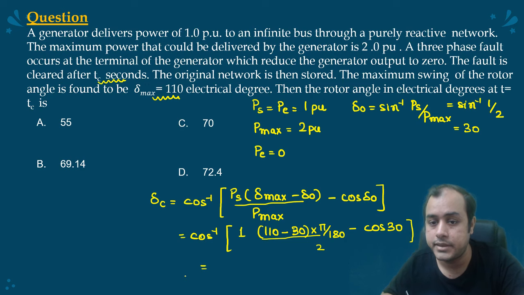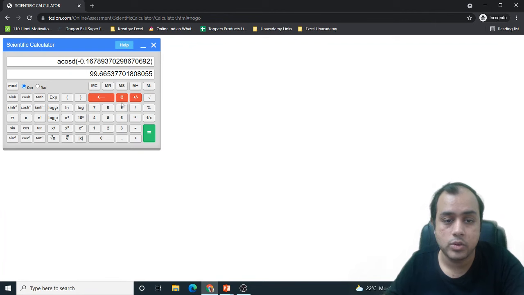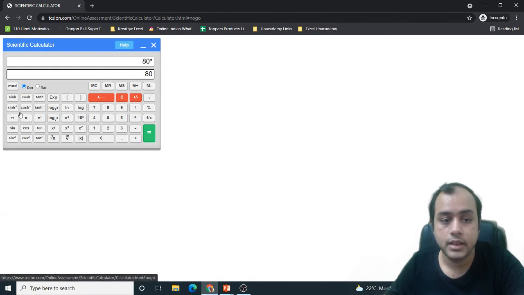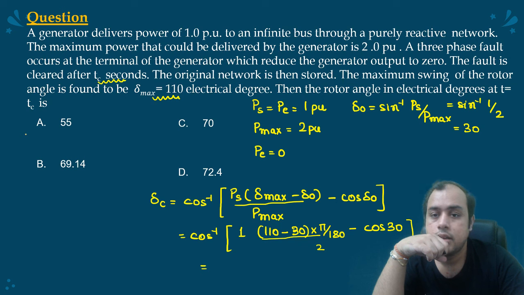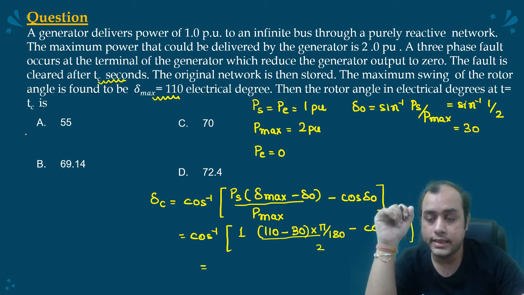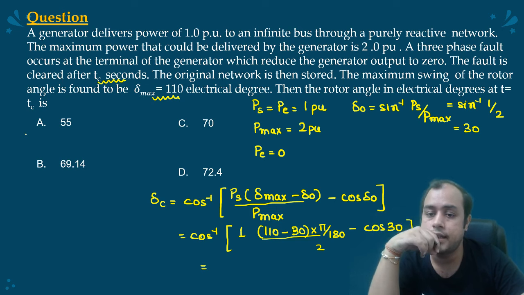But I think there has been a mistake. Let's see. Again, let us calculate 80 into pi by 180 divided by 2 minus, we need cos 30. If I write cos inverse, it is giving 99.66. It is giving 1 pu power, the maximum power is 2 pu, that is initial angle is 30 degree.